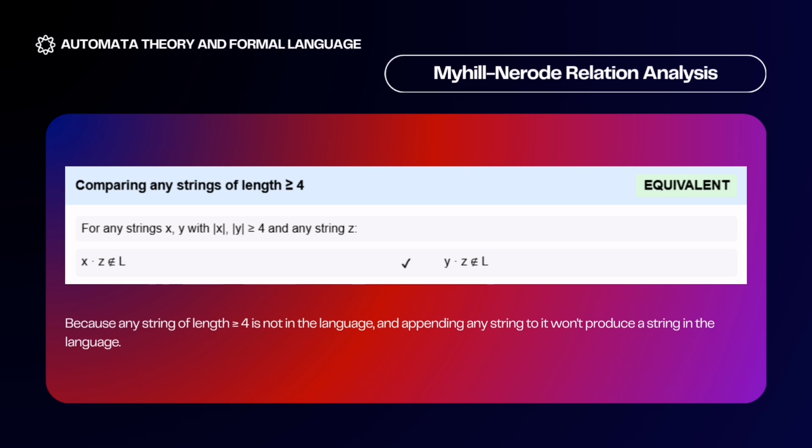So let's try the last one. Is double A equivalent with triple A? Let's try adding A as our ending z. So double A followed by A is triple A. Is triple A in our language? Yes. So triple A followed by A is quadruple A. Is quadruple A in our language? No. Again, they are still not equivalent.